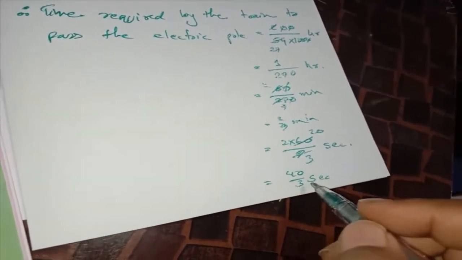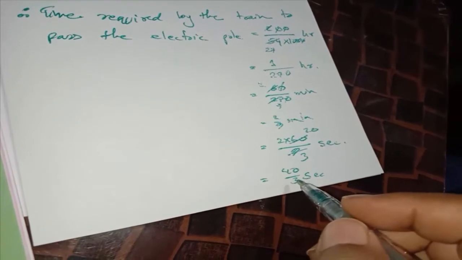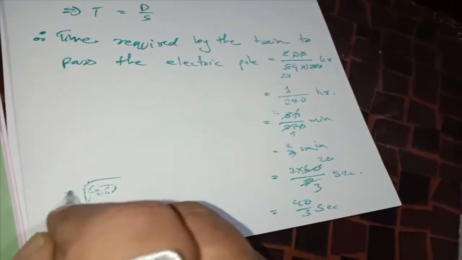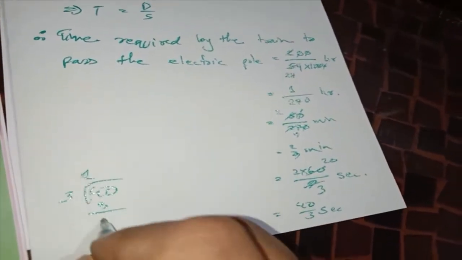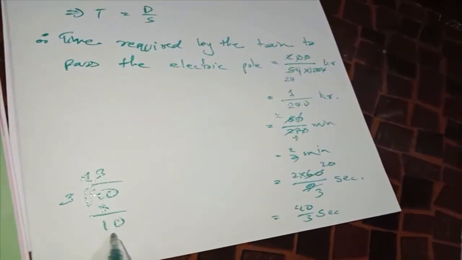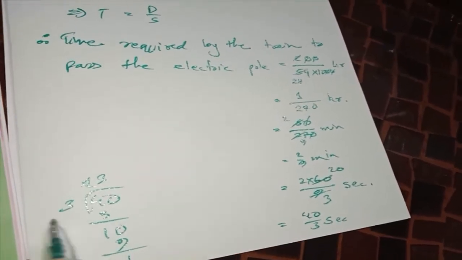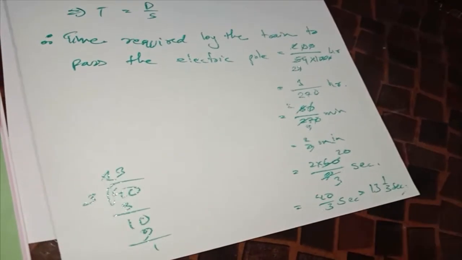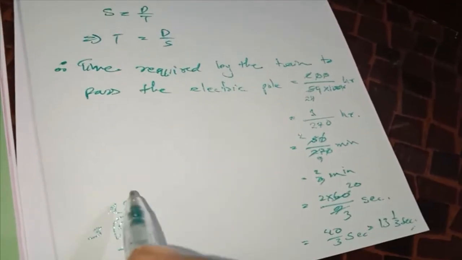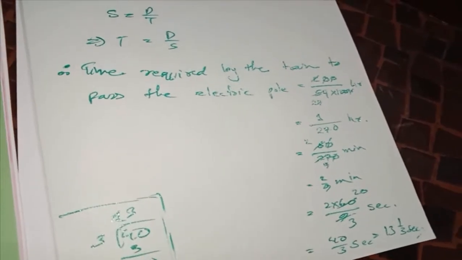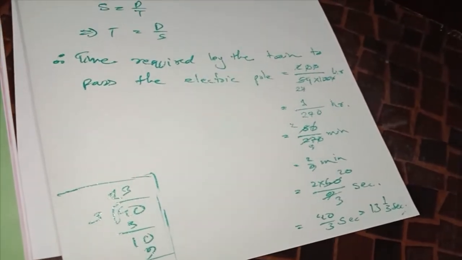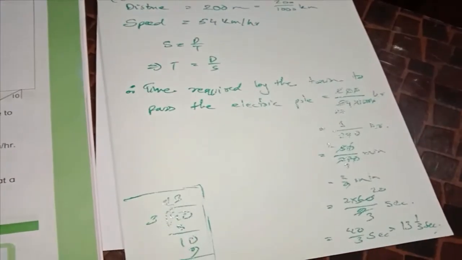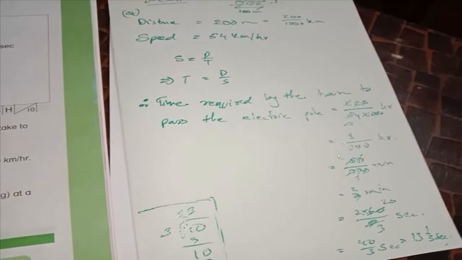You can make it a mixed fraction also. In that case, what you will get: 40 divided by 3, 1 times 3, so 1, 0, 3 times 9, 1 remains, so 1 by 3. This will be 13 1 by 3 seconds. So this is the rough part, okay. Now this is how you are going to solve all the problems in module number 11. Almost all the questions are similar. Don't worry, I'll show you the answers at the end of the video.